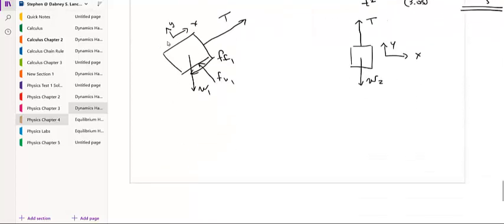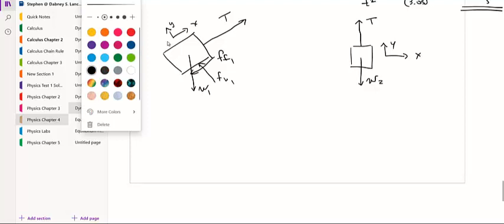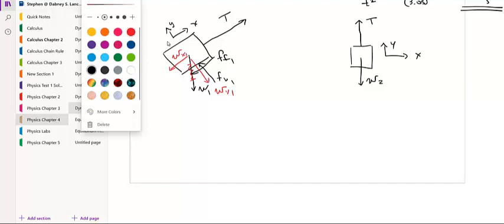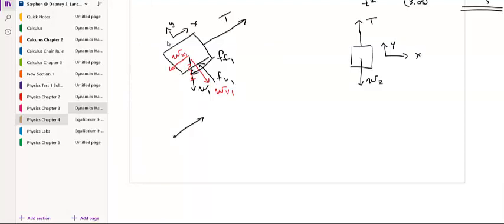Now we'll replace this weight with the components. So we'll have W sub x1 and W sub y1. Mark through that one there. So let's make our free body diagram. Here's our point. Here's the tension. Here's my coordinate system. Here's the normal force. Here's the y component of the weight. Here is the friction force. Here is the x component of the weight.